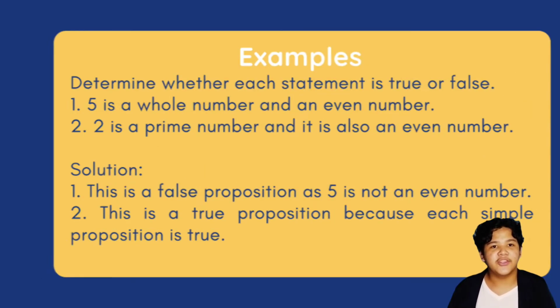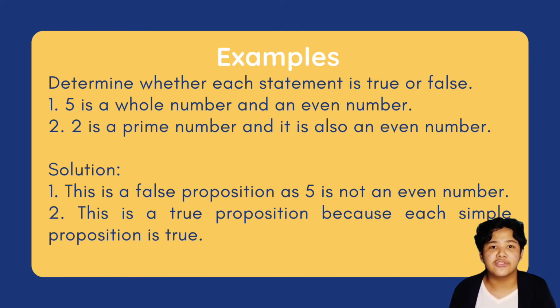Examples. Determine whether each statement is true or false. 5 is a whole number and an even number. 2 is a prime number and it is also an even number. Now for the answers. Number 1 is a false proposition as 5 is not an even number.